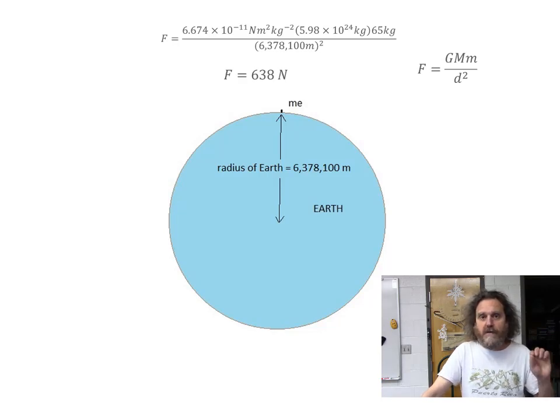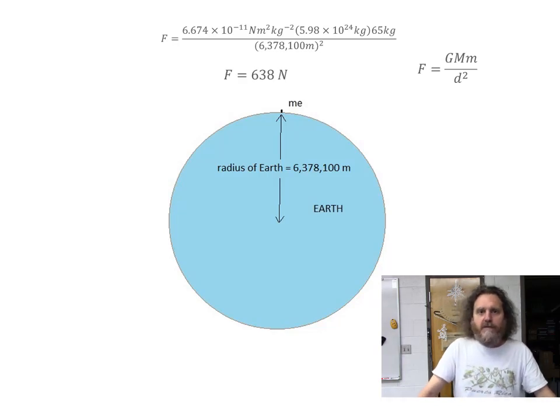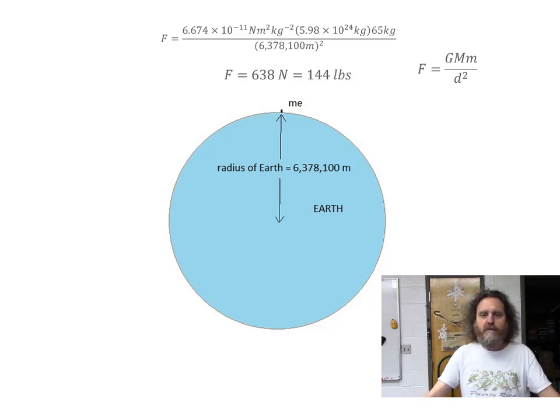So whereas before the attractive force between a chicken and an apple was a tiny fraction of a newton, here's a very measurable force. So this is the force that I can feel, that my legs feel the Earth attracting me with. And this is about 144 pounds. So that's my weight. So your weight is the Earth's gravitational attractive force on you.